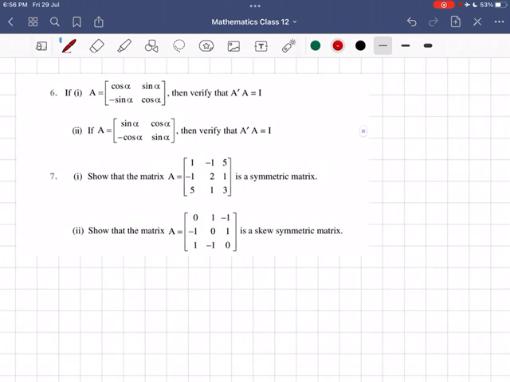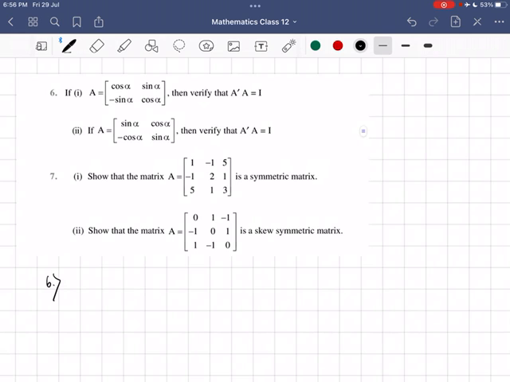So question number 6, what we have is, if A is equal to cos alpha sin alpha minus sin alpha cos alpha, then verify A complement A is equal to I. So first of all, what will be this I? This I is an identity matrix, but we need to know what will be the order of this I. The first thing, let us find out A complement A.